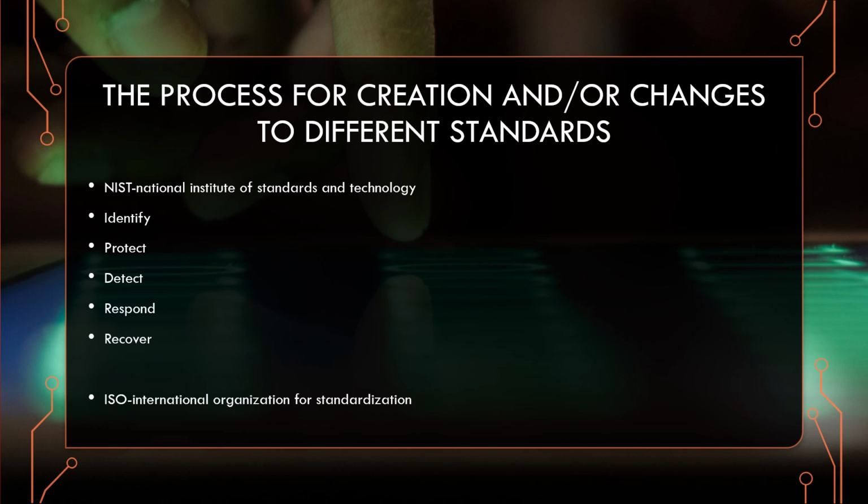The process for creation and/or changes to different standards. We will be covering NIST and ISO in this situation. NIST, or National Institute of Standards and Technology, is comprised of 5 primary steps. The first being identify. This function assists in developing an understanding to manage cybersecurity risks to the system, people, assets, data, and capabilities. The next function is to protect.